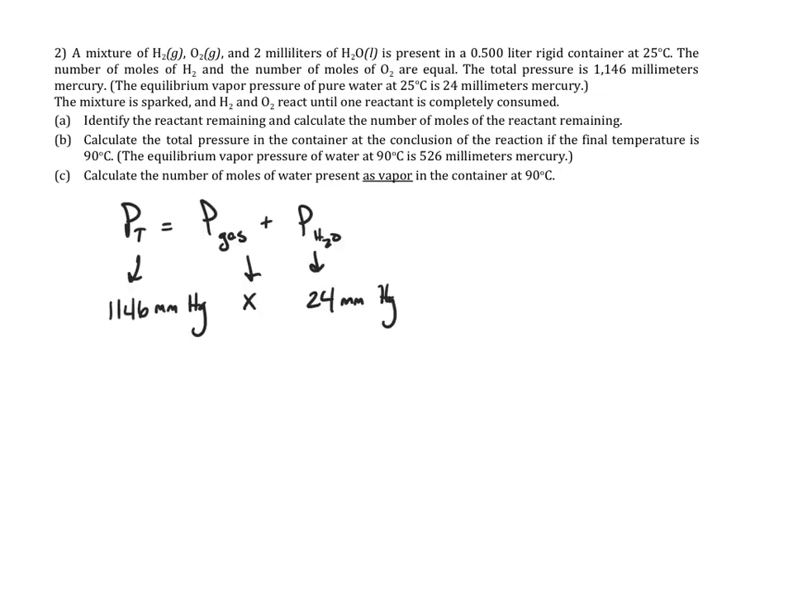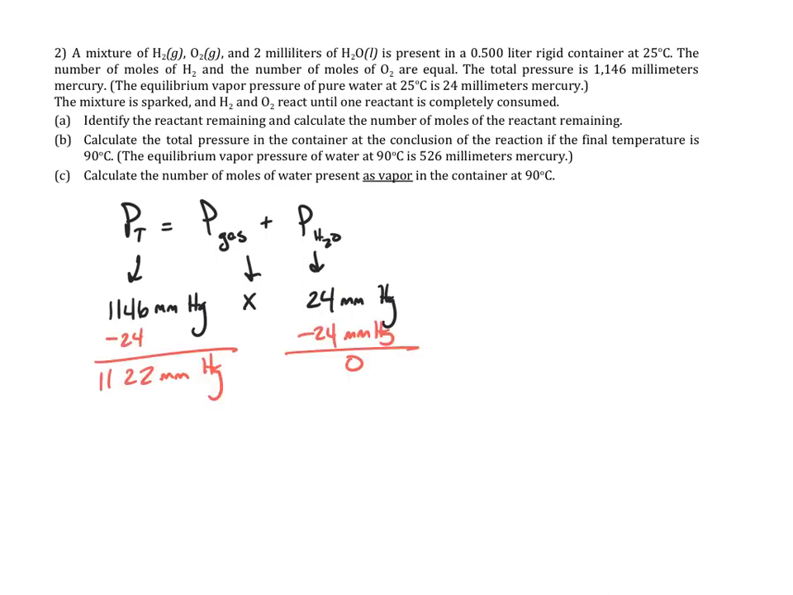After reading through the question, I find that there is a total pressure of 1,146 millimeters of mercury and a partial pressure of 24 millimeters of mercury, which is due to the liquid water in the container. So the first thing I need to do is isolate the pressure of just the gas mixture. So I'm going to subtract 24 millimeters of mercury on each side to find X.